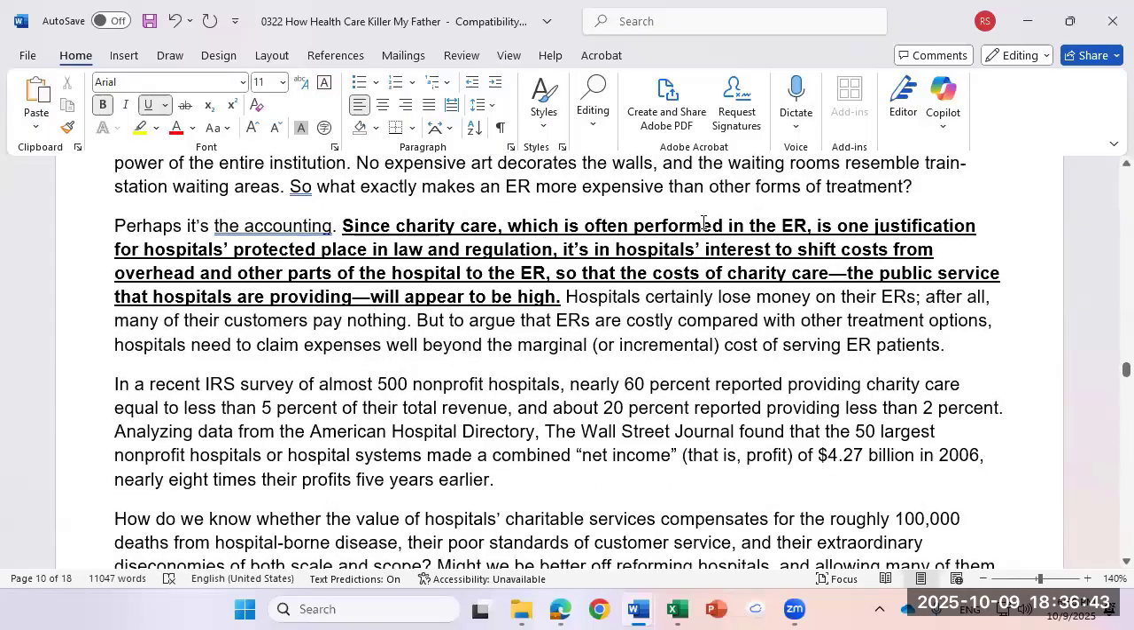Since charity care is often performed in the ER, this is what I was talking about before. The ER is one justification for hospitals' protected place, and it's in hospitals' interest to shift costs from overhead and other parts of the hospital to the ER, because that's their best public relations department. It's like, oh man, we have to take all these people. They don't have health insurance. They're homeless people showing up. That's where our costs are so high. And they're kind of wink, wink, wink. Our costs are so high. And obviously we're shifting costs from other places over to the ER.